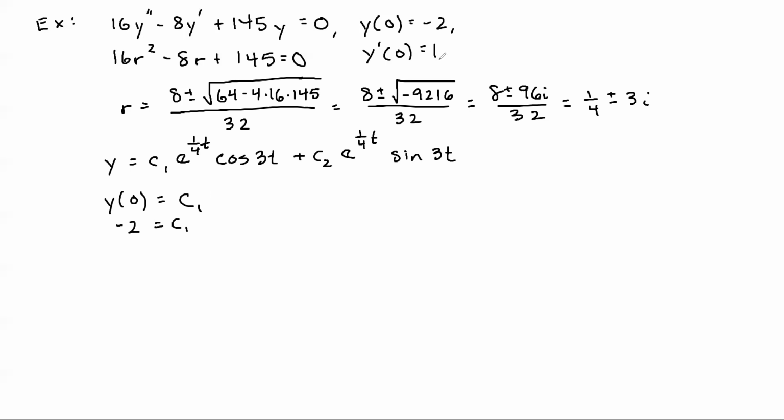And then to find C2, we need to use the fact that y prime of 0 equals 1. So we need to figure out y prime. To figure out y prime, we need to differentiate these. So we're going to have some product rules here. So I'm going to join these two together, and I'm going to go ahead and plug in -2 at the same time. So we're going to get the first here, which is going to be -2 e to the 1/4 t times the derivative of the second, which is going to be -3 sine 3t. And then plus the second, we're going to have cosine 3t. And then again, don't forget that we're plugging in -2 here. When we differentiate e to the 1/4 t, we're going to get 1/4. So we're going to have 1/4 times -2. That is going to be -1/2 e to the 1/4 t.